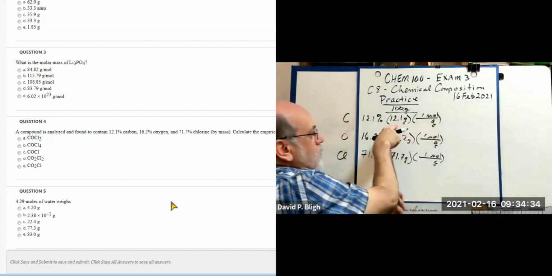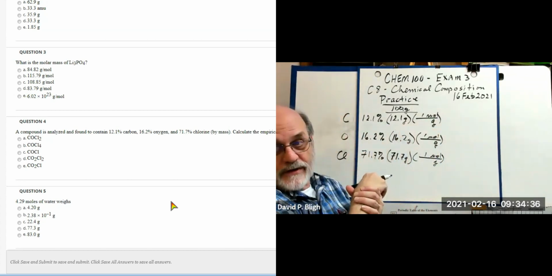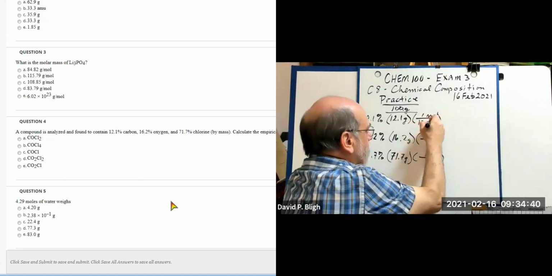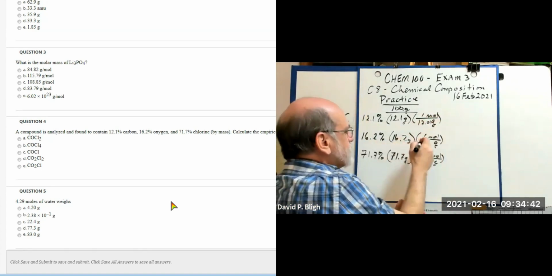Right? So carbon is 12.01 grams per mole. Oxygen is 16.